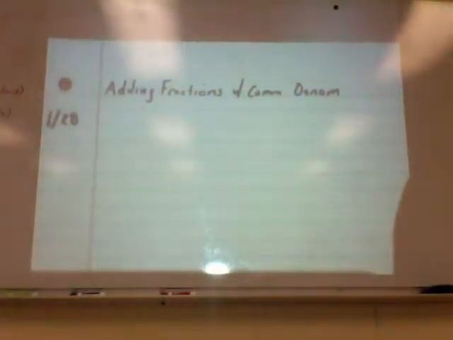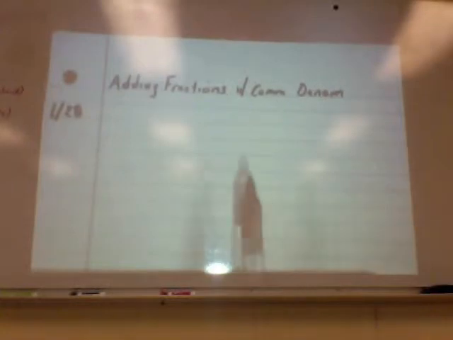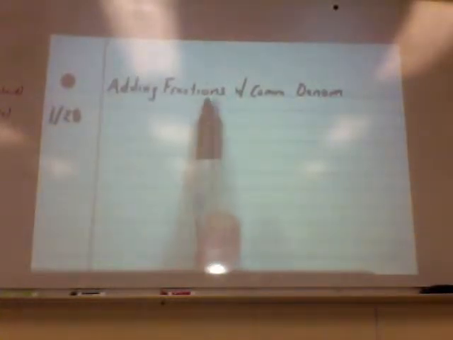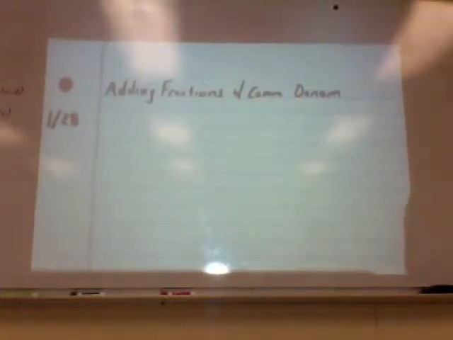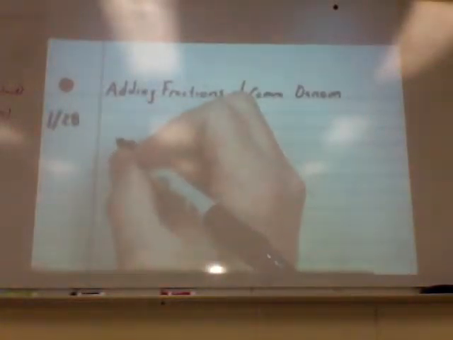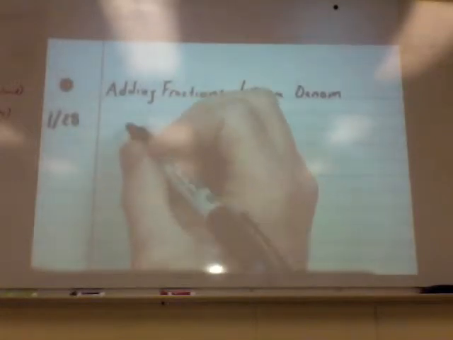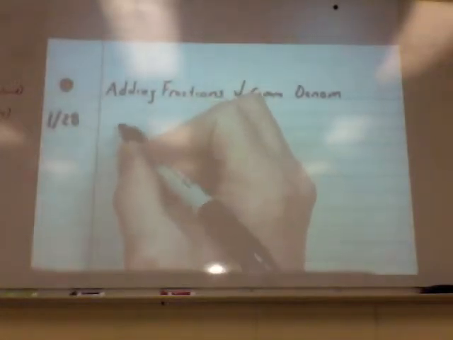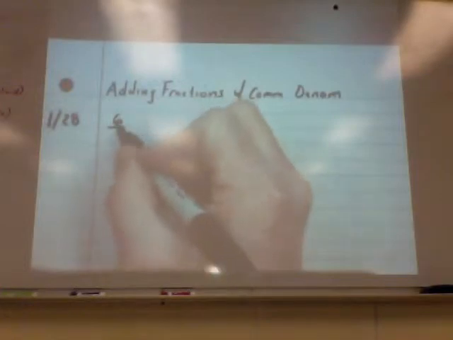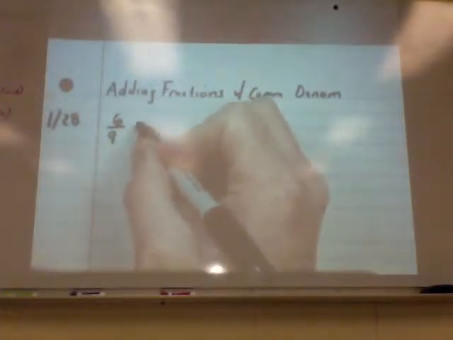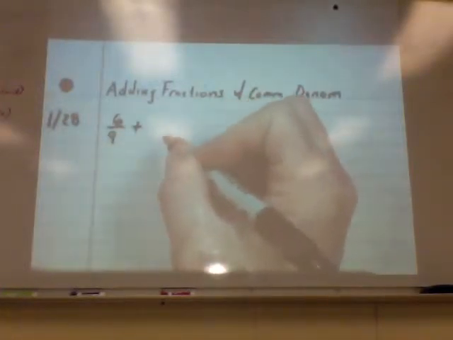Okay, so obviously we remember our rule for adding fractions is to find a common denominator. Well, with this, that part is taken out and done for you. So we are just going to practice adding some fractions and reducing. All right, so the first fraction that we're going to add is going to be 6/9 plus 1/9.